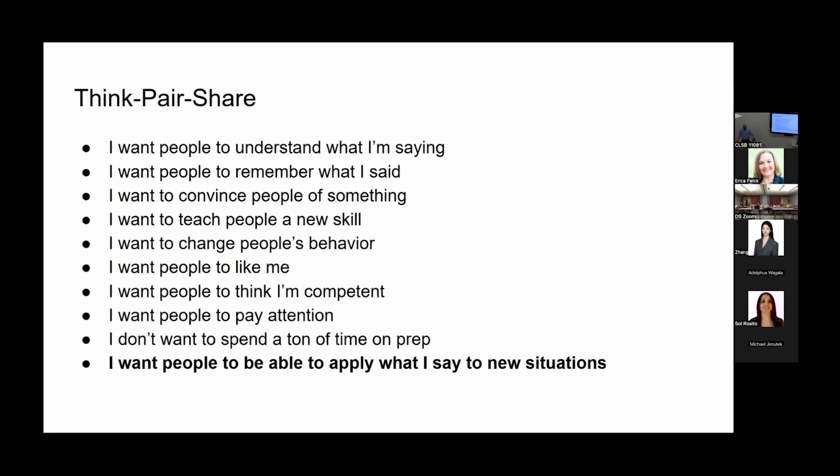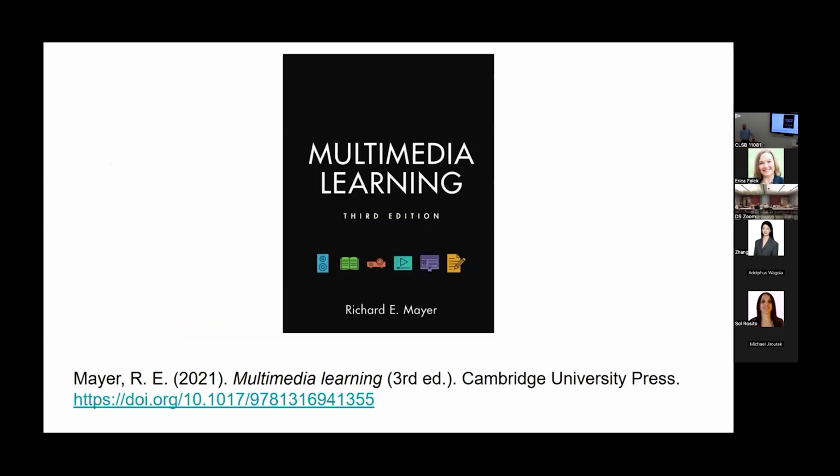So I know that that's a pretty specific goal, but my hope is that if the people who see your presentation can do this, they probably also understood what you said. They probably were also paying attention. So this is maybe a higher order overarching goal. So let's talk a little bit about that research.